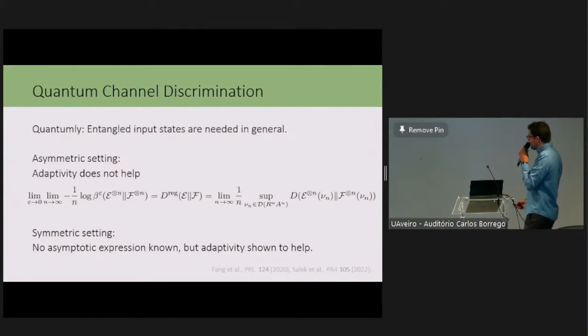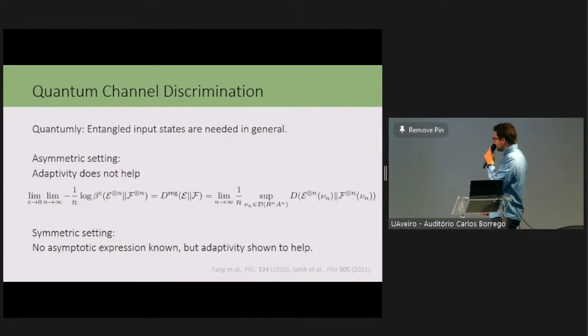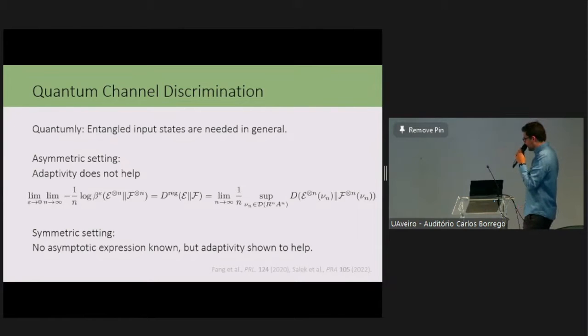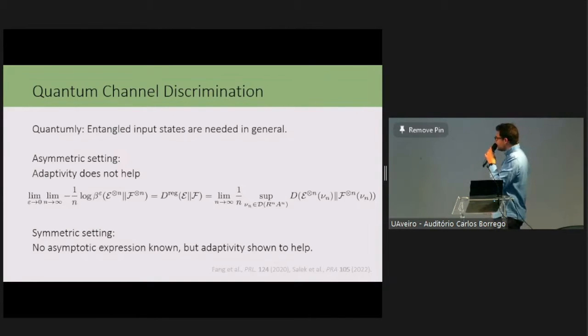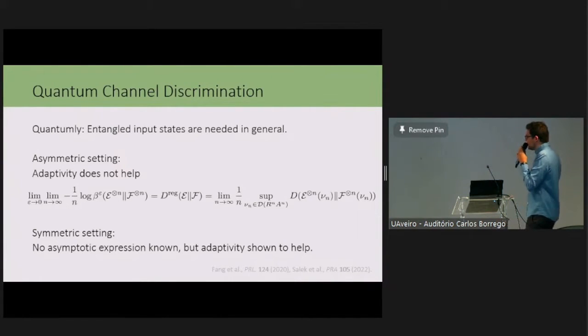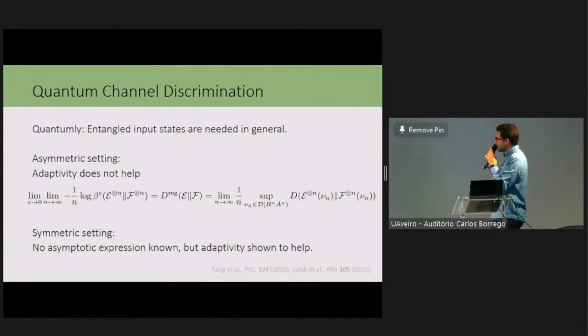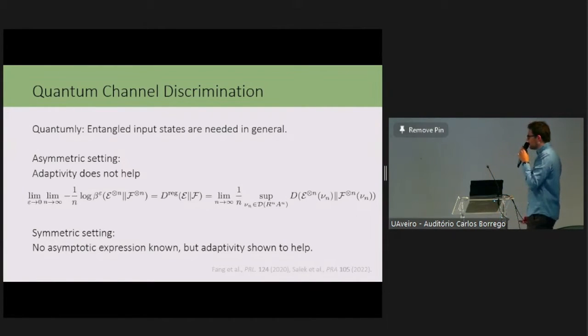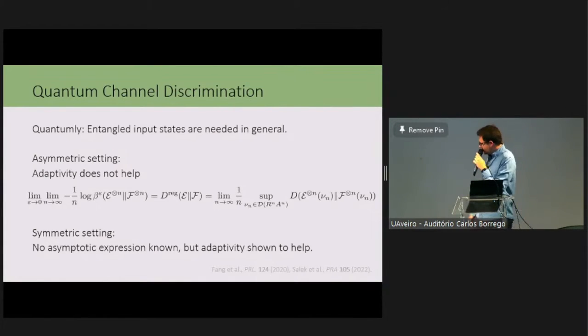This thing is: you take the relative entropy between n copies of the channel, optimized over all n-partite input states, and you take the limit n to infinity where you multiply by 1 over n. And this encodes the fact that entangled states help. Surprisingly, this also happens to be optimal for adaptive strategies. So adaptivity doesn't help you asymptotically, but this is only true in the asymmetric setting. If you look at symmetric errors, then we have examples to show that adaptivity helps. We don't have any asymptotic expressions for the rate, because there are some technical issues there, which so far nobody has been able to solve. This problem is a lot more interesting quantumly.